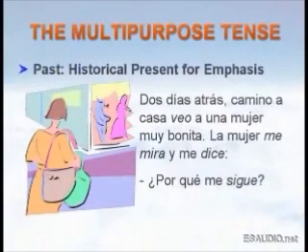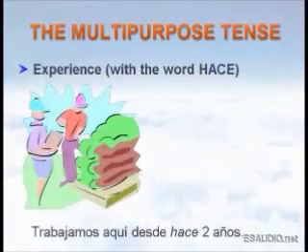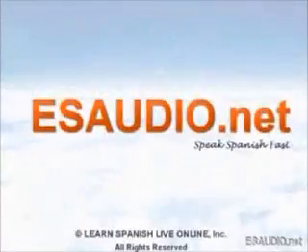Another use of the presente del indicativo is to talk about the past. This is known as historical present and is used for emphasis. For example, 2 días atrás, camino a casa, veo a una mujer muy bonita. La mujer me mira y me dice, ¿por qué me sigue? 2 days ago, on my way home, I see a very beautiful woman. The woman looks at me and says, "Why are you following me?" As you can see, this use of the present but to talk about the past adds emphasis or more liveliness to the situation that we are describing. We also use el presente del indicativo to talk about experience.